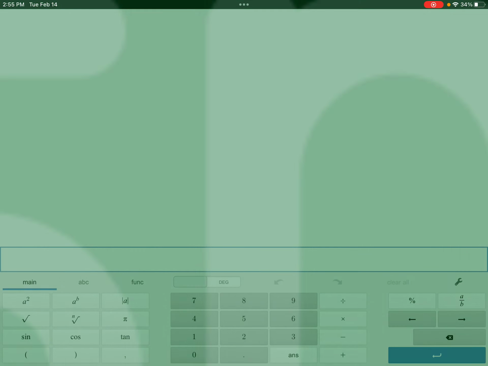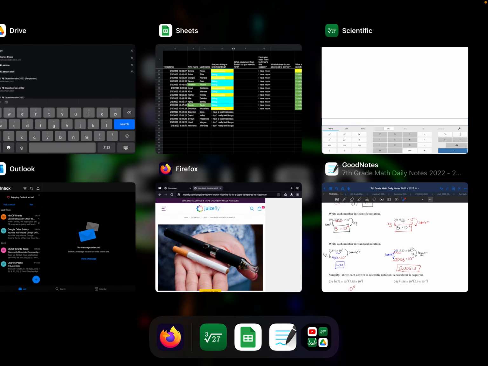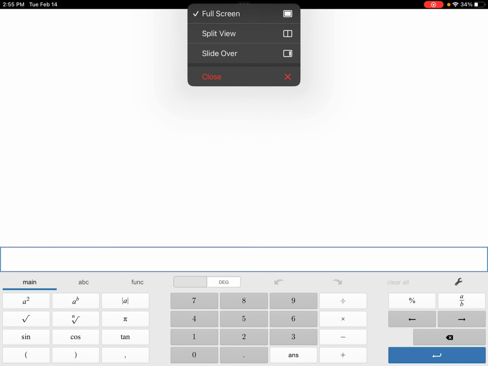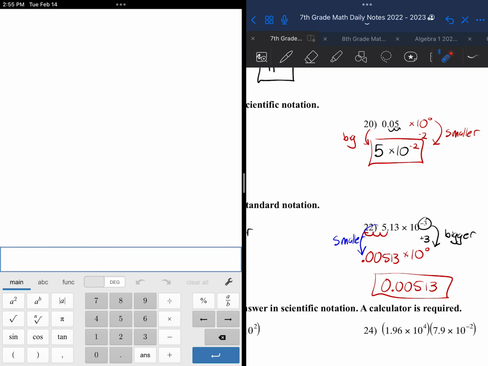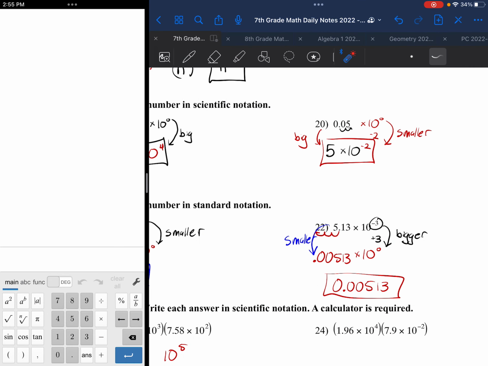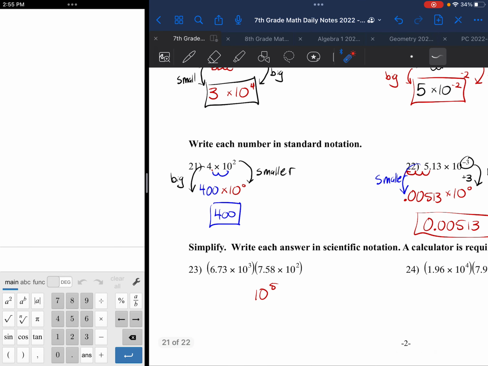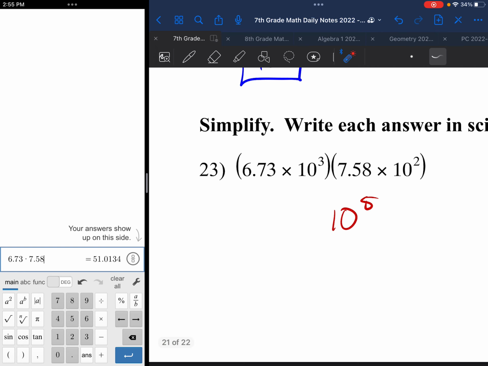So over here, let's go ahead and, okay, how do I do this? I want to have you in split view, and I want to have you on the other split view, please. There we go. All right, and I'm going to have you a quarter of the way. Now I can start seeing. So I'm going to type in 6.73 times 7.58. There we go.